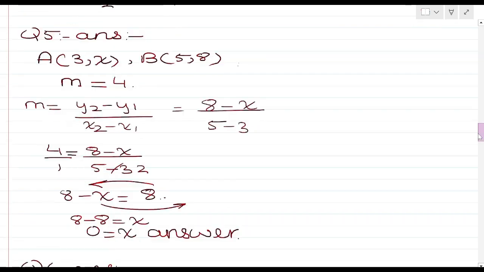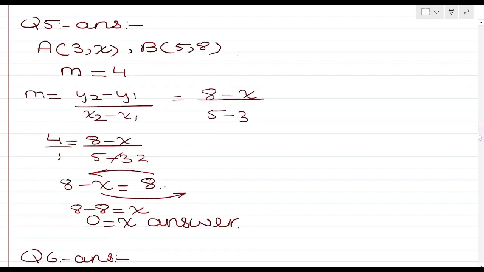Okay, let's move on to question number 5. Here we are given 2 points (3, x) and (5, 8) and the gradient which is 4. But we need to find the unknown value which is x. So again we are going to use the formula of gradient, (y2 - y1) / (x2 - x1). So that is (8 - x) divided by (5 - 3). But we know that the value of gradient is given as 4. So we can say that (8 - x) divided by (5 - 3) is equal to 4.